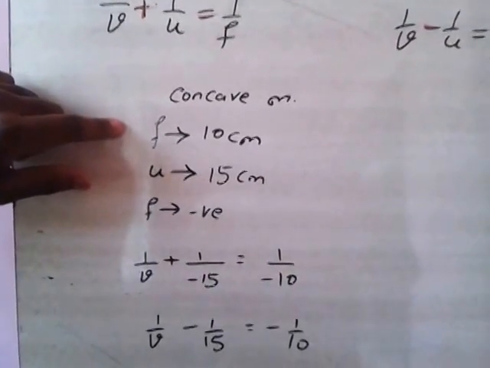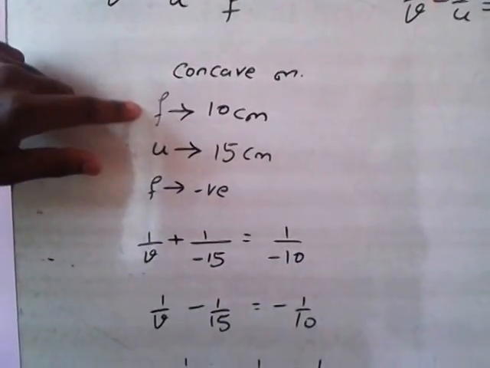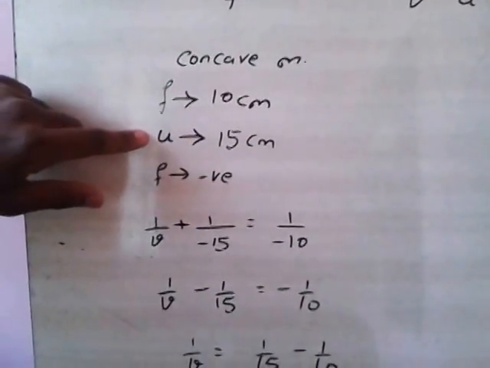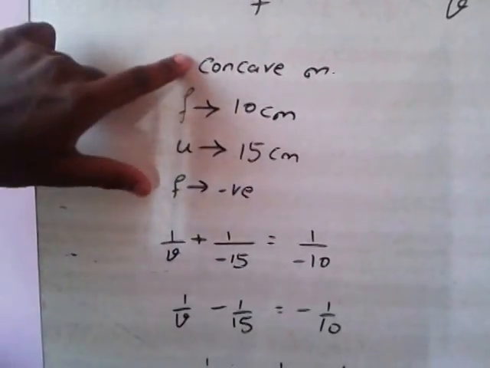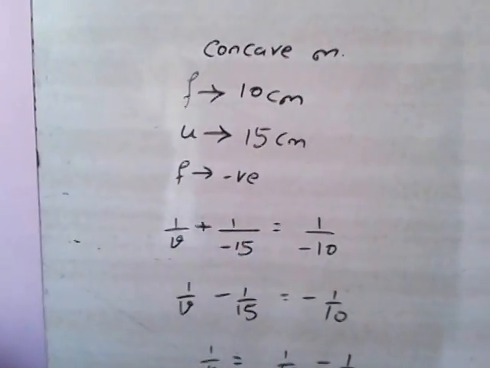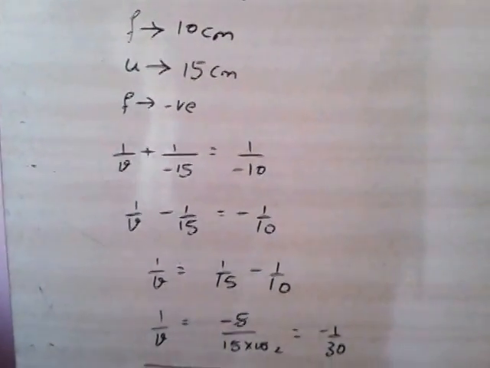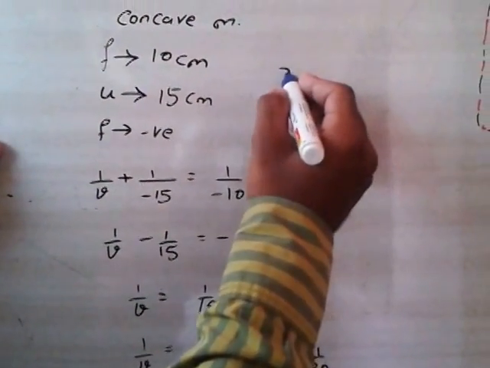Suppose our focal length is 10 centimeter, and suppose the object is placed at 15 centimeter, and as it is a concave, our focal length is going to be negative. So can you guess this comes under which case?